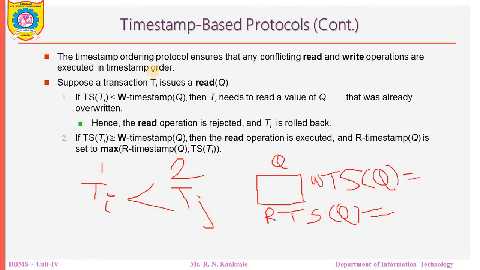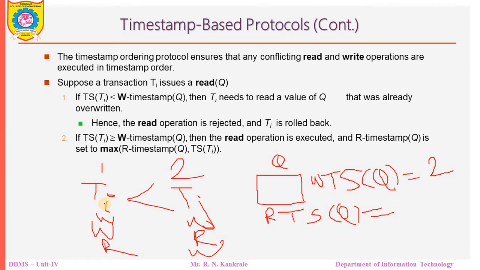The timestamp ordering protocol ensures that any conflicting read and write operations are executed in timestamp order. We have the combinations read-write, write-read, and write-write. Here in this case, Ti has arrived before Tj in the system. Now Tj has updated the value of Q, so that's why the timestamp is 2.